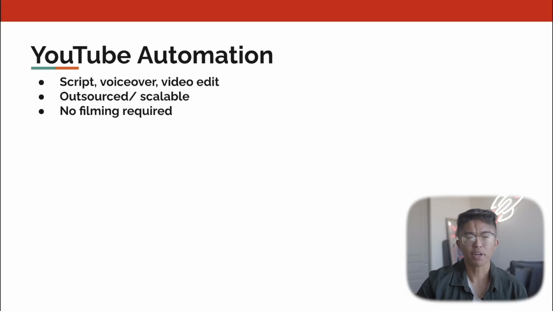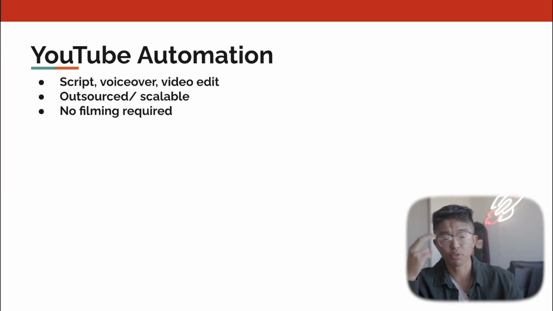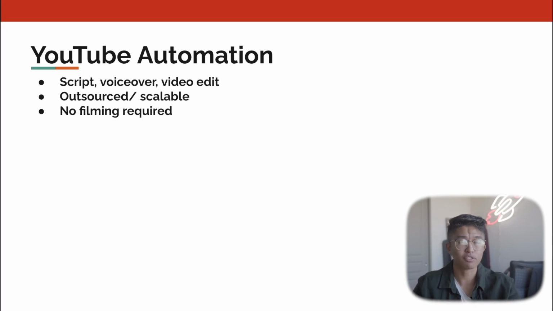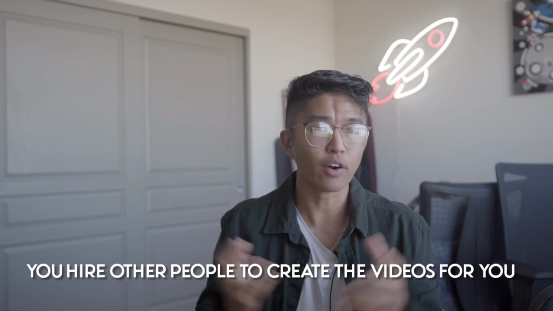So as we all know, with YouTube automation, the typical trilogy consists of multiple components in order to create a video and upload it onto YouTube. Usually you have the script, voiceover, video edit. The point of YouTube automation is that you outsource the work in order for you to scale. Scale in a sense that you don't have to create the videos, you hire other people to create the videos for you, and the more people that you hire, the more videos that you can create.